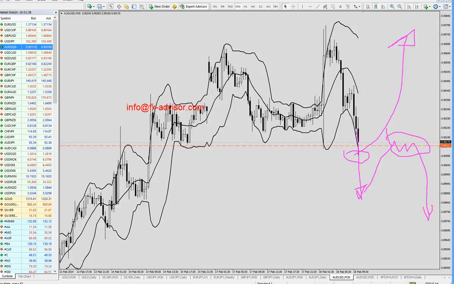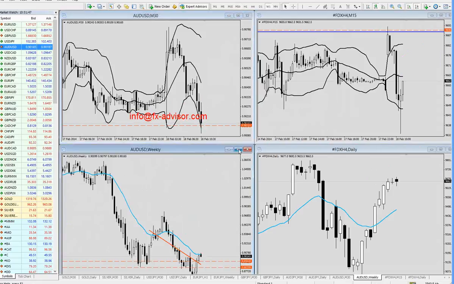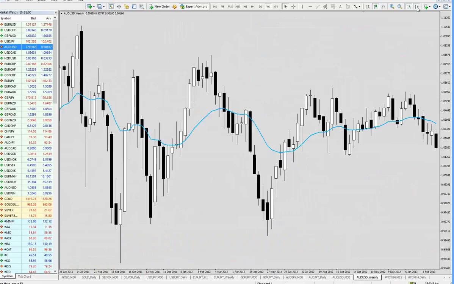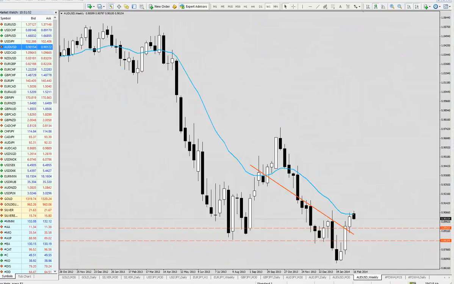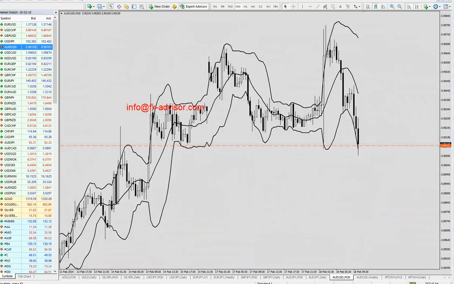So, based on the weekly chart, one more time, based on the weekly chart here, we are below the 20 weekly moving average, right? So based on this information, we are watching the 30 minutes intraday support, and we are looking for a selling opportunity.